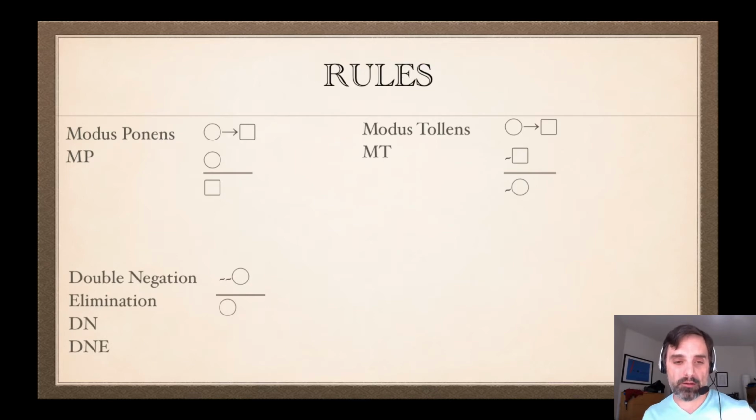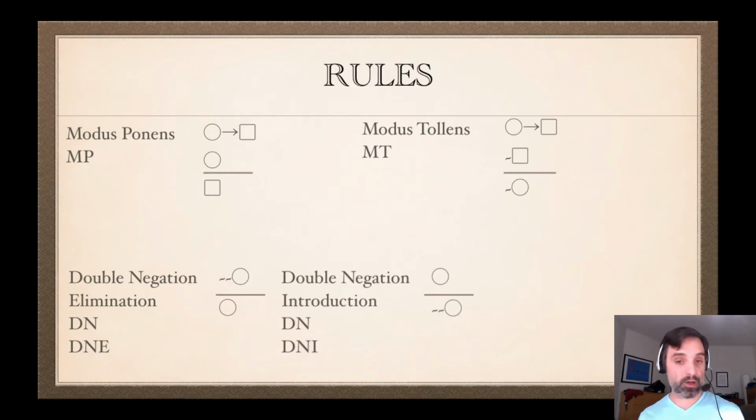We have our double negation elimination, so if we have a sentence that has two negations on it, we can remove both those negations. We have double negation introduction, where if we have a sentence, we can put two negations on the front of it. In the program, the first rule is going to be referred to as MP. The second rule is referred to as NT. Both of the double negation rules can be referred to as DN, and if you want to be specific about which one you're using, you don't have to. You can say DNE or DNI.